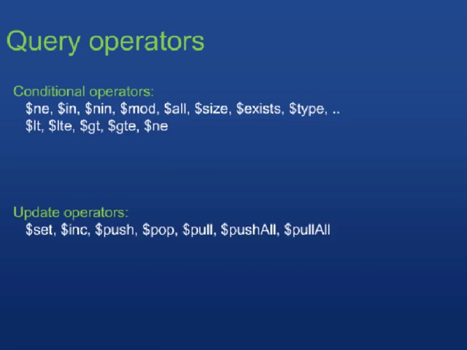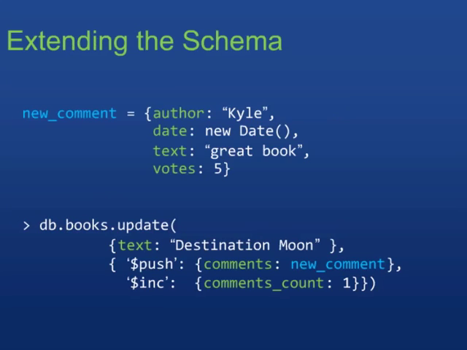So now we have our book inside the books collection, but we want to add comments, right? You'll notice that there was no comments field inside the original book document. But what I'm doing here is a snippet of JavaScript where I create a new comment. It's a comment from Kyle. It's got a date of when the comment was written, and he says it's a great book, and he's got 5 votes for this comment. And so now I can use the update command to actually push this comment onto a book.